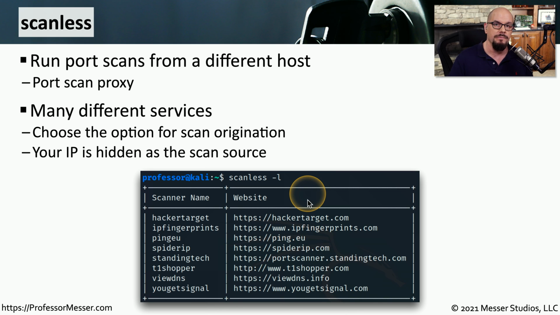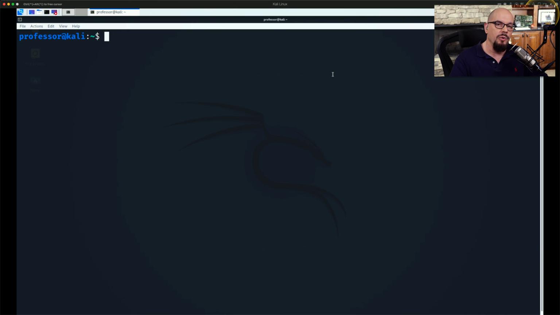Let's perform a port scan through a proxy to the public Nmap scanning server that's available for you to access with Nmap or other scanning devices. Let's use scanless to do this. I'm going to specify the destination as scanme.nmap.org. And I'm going to choose the service of Spider IP to provide the proxy for me. So instead of this port scan occurring from my local workstation, it's actually going to be performed from the Spider IP service. I'll hit enter.